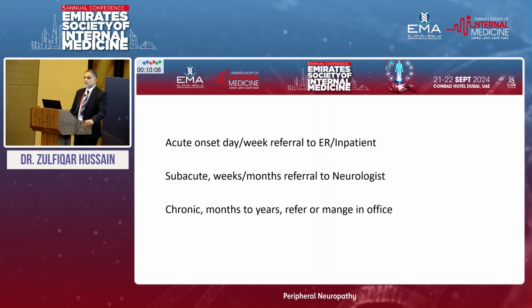What is the time course that is important? If you see a patient with acute onset, where the symptoms have started over days and weeks, look for any other factor, like patients who had a vaccination in the last 2 to 4 weeks, an upper respiratory tract infection, gastroenteritis, or even surgery or trauma. It's very important to recognize those risk factors and think that this is acute onset, and to refer the patient in a timely manner either to the ER or to the neurologist for further workup.